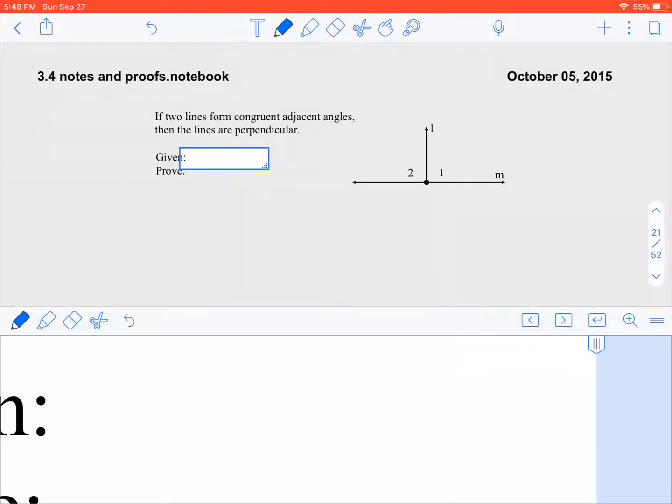Hey guys, so today we're going to be working on 3.4 converse proofs. So the first one says, if two lines form congruent adjacent angles, then the lines are perpendicular.